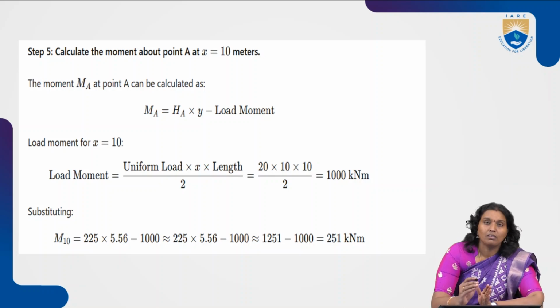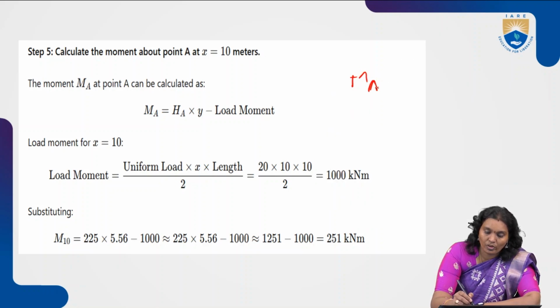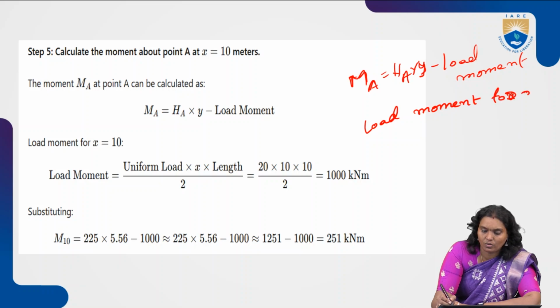The moment at point A can be calculated, that is MA. Moment with respect to A is equal to HA into y minus load moment. MA is equal to HA into y minus load moment. So load moment for x is equal to 10.